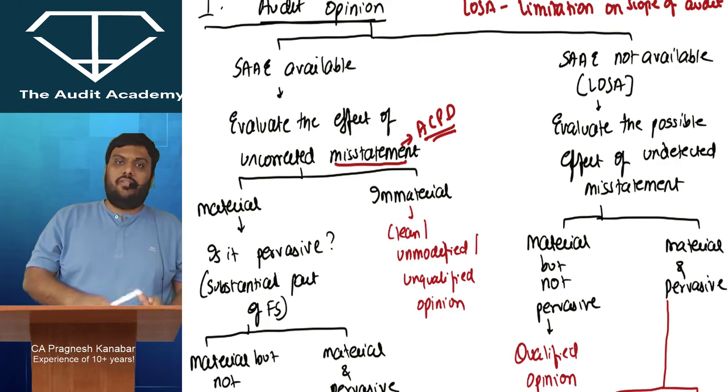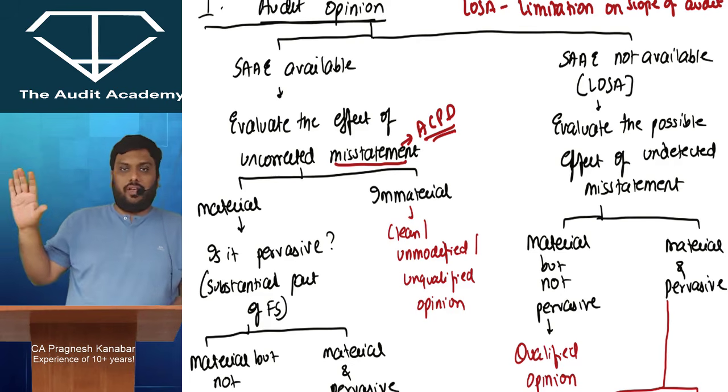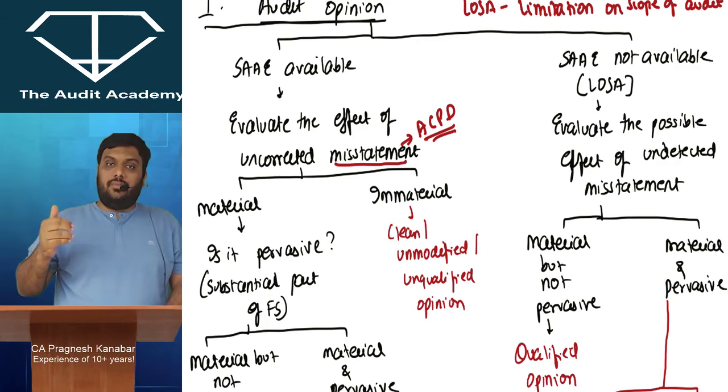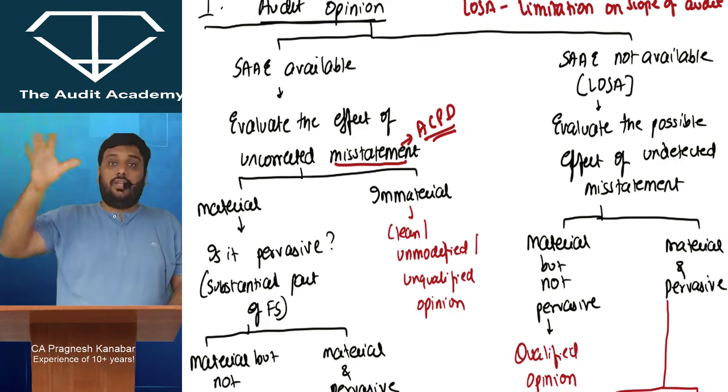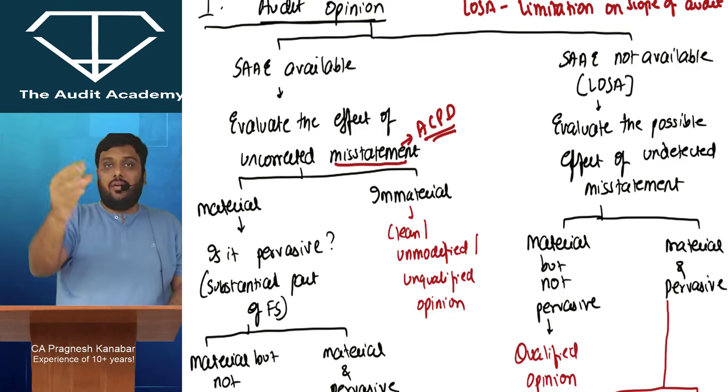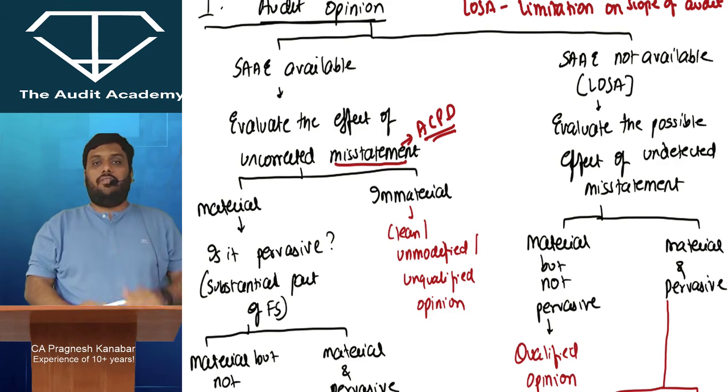Adverse opinion means financial statements do not show a true and fair view. And disclaimer of opinion means we are unable to form an opinion. So the situation is such that we are not in a position to form an opinion. One more time, qualified opinion: financial statements show a true and fair view except for the following.